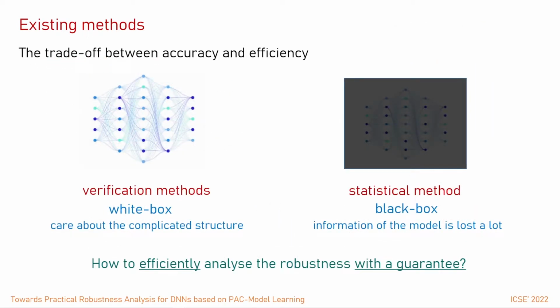We can conclude a trade-off between the accuracy and the efficiency from the existing methods. The verification methods take care of the details of the entire network, while the statistical approach treats the network as a black box. The key challenge here is to achieve a good balance of the trade-off. How to efficiently analyze the robustness with a guarantee?